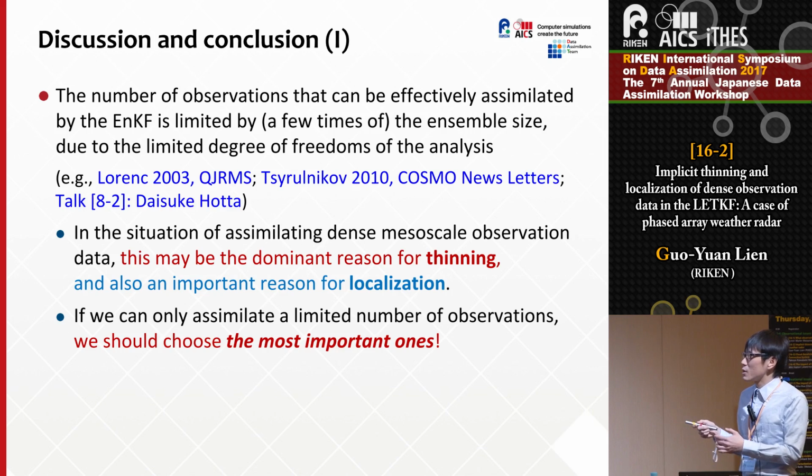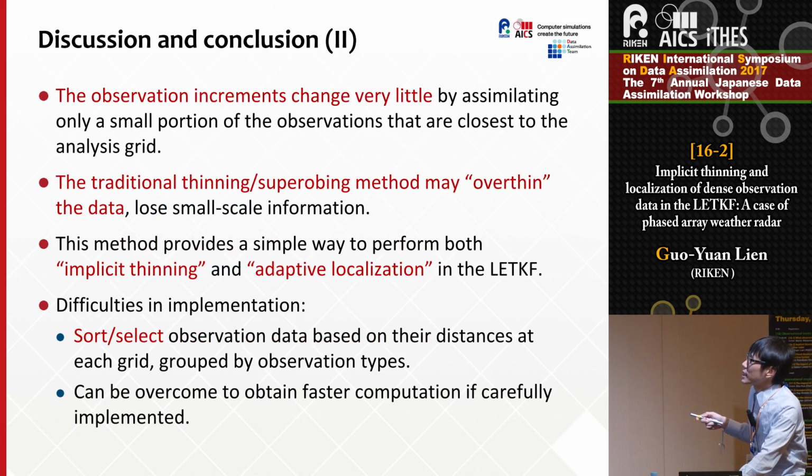And so if we can only assimilate a limited number of observations, we should choose the most important ones. The observations closest to the analyzed grid may be a good candidate, and the increment changes only very little. And the traditional thinning method may over-thin the data and lose the small scale information.